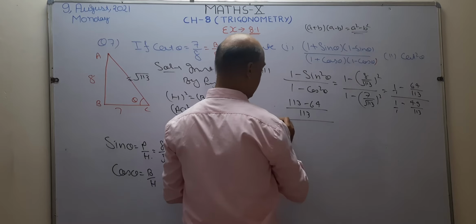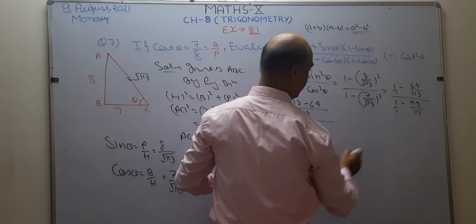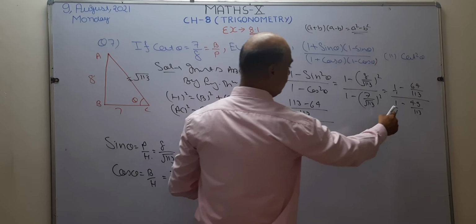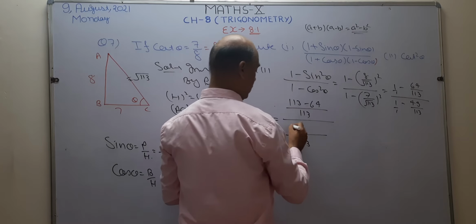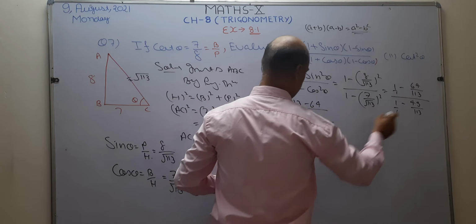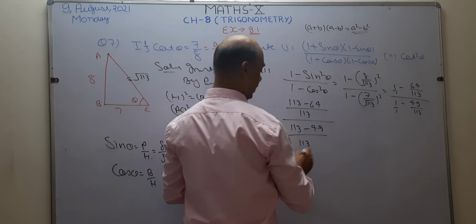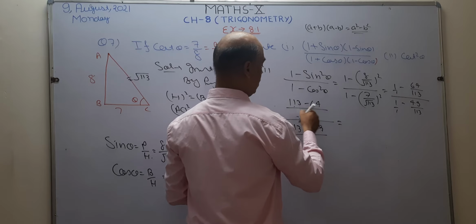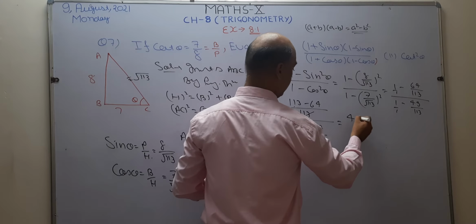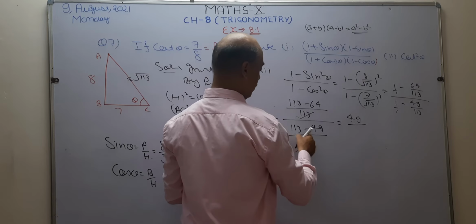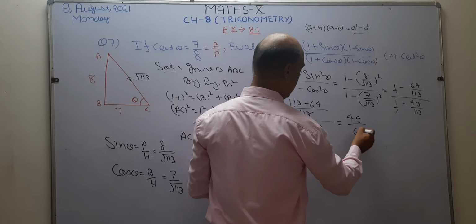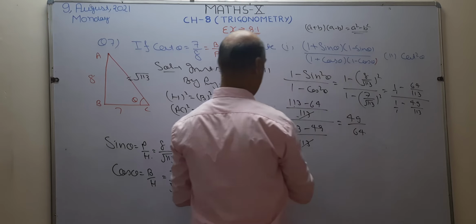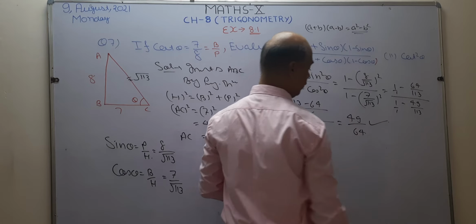After that, write the LCM of the denominator, again 113. 1 is written, that means this is going to multiply by 1. Now LCM is cancelled with LCM. What is left? 49. Now 113 minus 64 is 49, sorry. So the solution of the first part is 49 by 64.